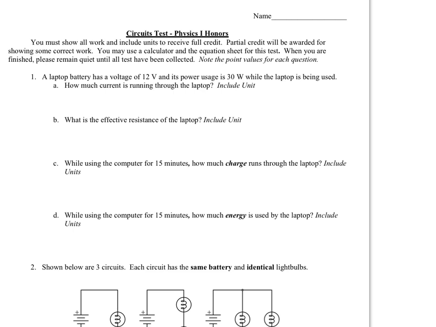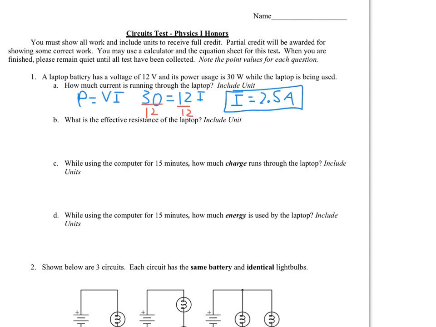All right. So for this first one, we have a laptop with a voltage of 12 volts and a power of 30 watts, and we first want to find the current. So for this, we're going to say power equals voltage multiplied by current. So I can say 30 equals 12 times I. I'm of course going to divide both sides by 12 here, and I end up getting that my current here is going to be 2.5 amps.